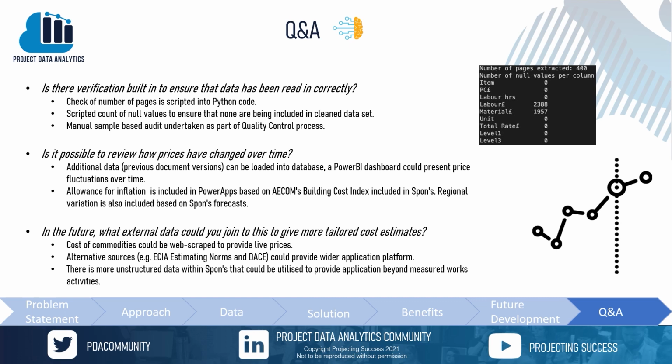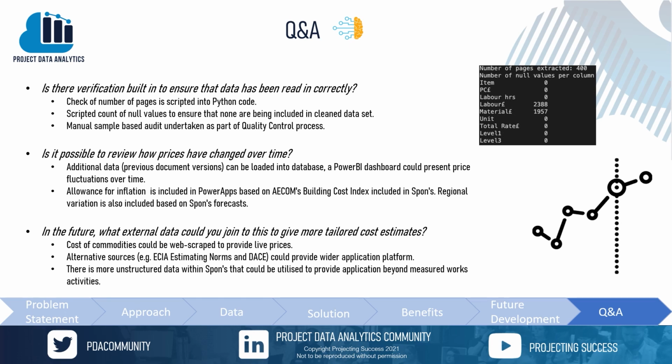The second question, is it possible to review how prices have changed over time? This would require additional data. This could be taken in the form of previous document versions and subsequent document versions, which could be loaded into our database. We then plan to produce a Power BI dashboard that you could search for a specific product and understand how its price has fluctuated over time. Within the PowerApps, there is an allowance for inflation, and this is based on AECOM's building cost index, which is included in Spon's. There's also allowance for regional variation, and this is based on Spon's forecasts.